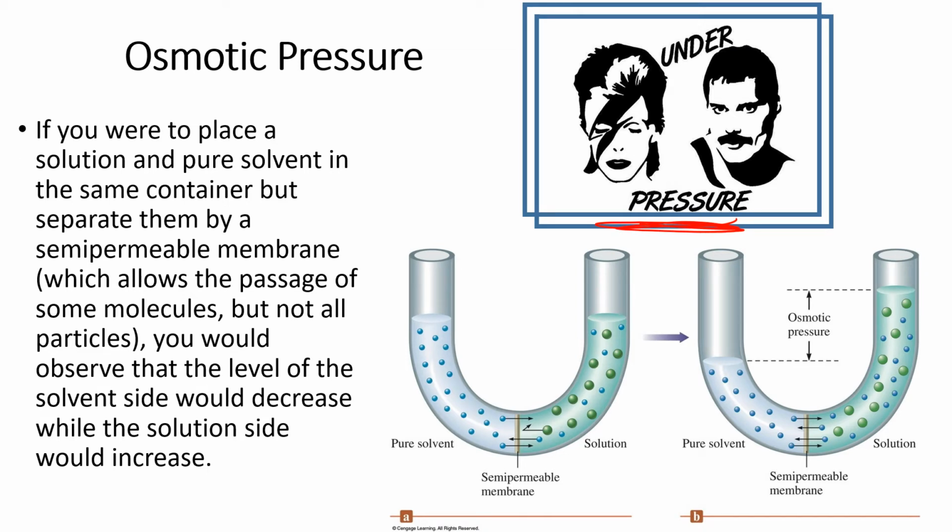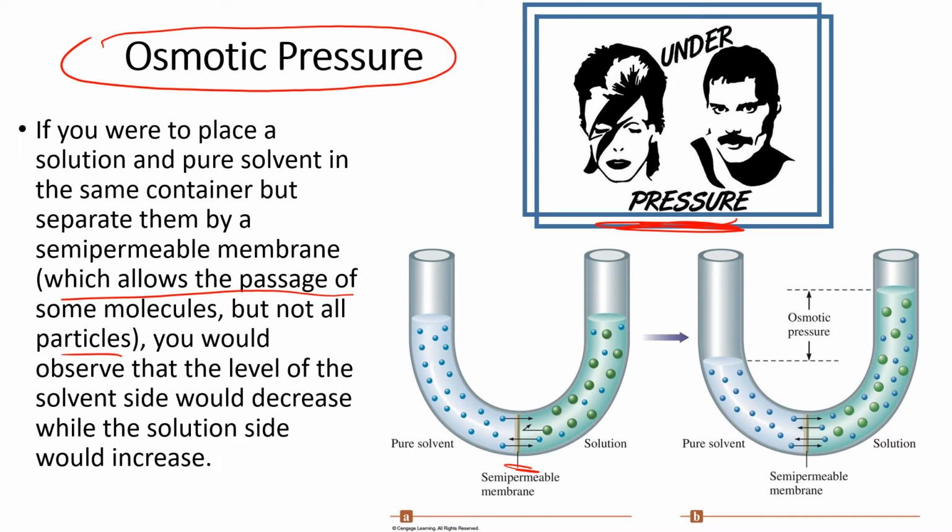So osmotic pressure is the last colligative property we're going to look at. This is a tube with a semi-permeable membrane in it. This means that it allows the passage of some molecules, but not all, based on size. If you were to place a solution and pure solvent in the same container, but separate them, what happens is that the level of the solvent side would decrease while the solution side will increase.